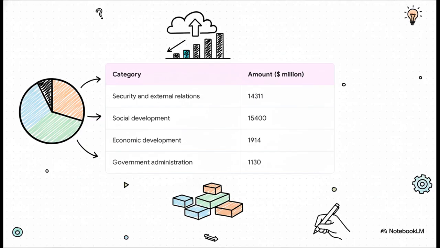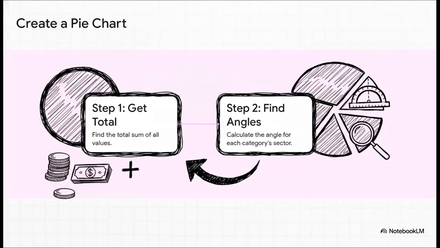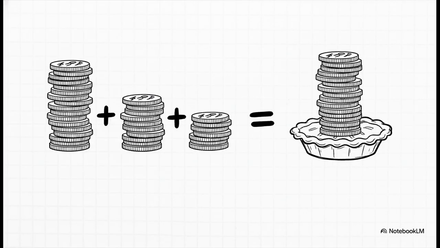The very first step with any kind of data visualization is just to get your numbers organized in a table, just like this. Now, turning this table into a chart is really just a two-step process. First, we need to know how big the entire pie is, so we'll add everything up. And then we have to figure out the exact angle for each and every slice. Let's break that down.